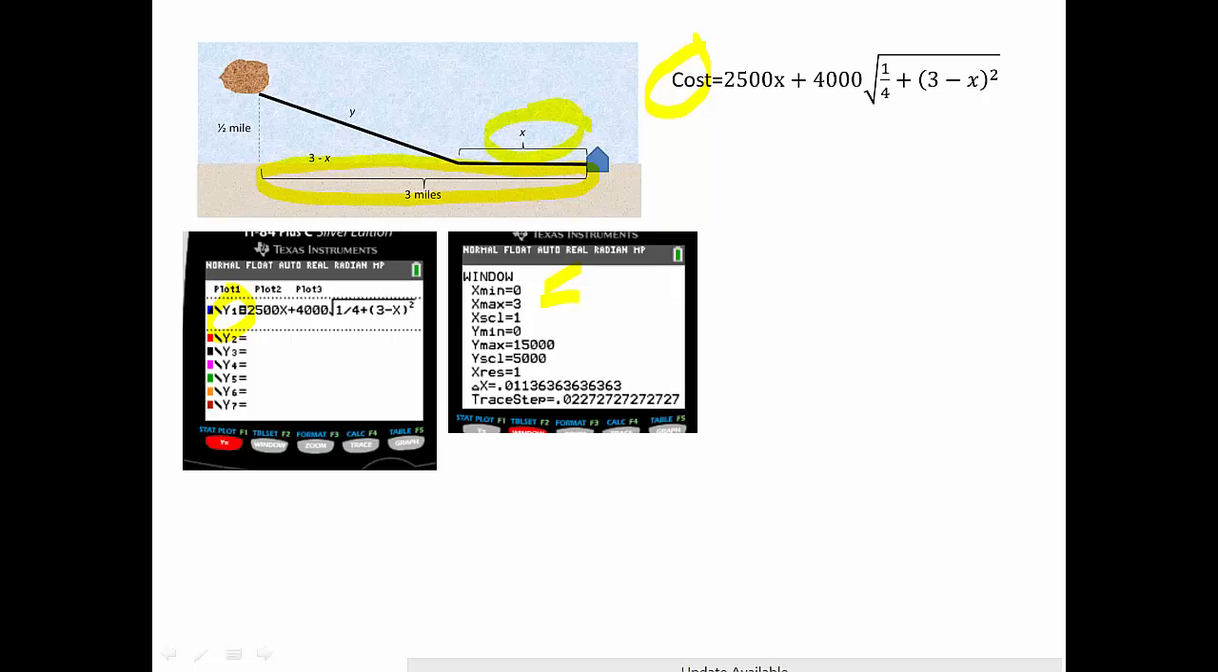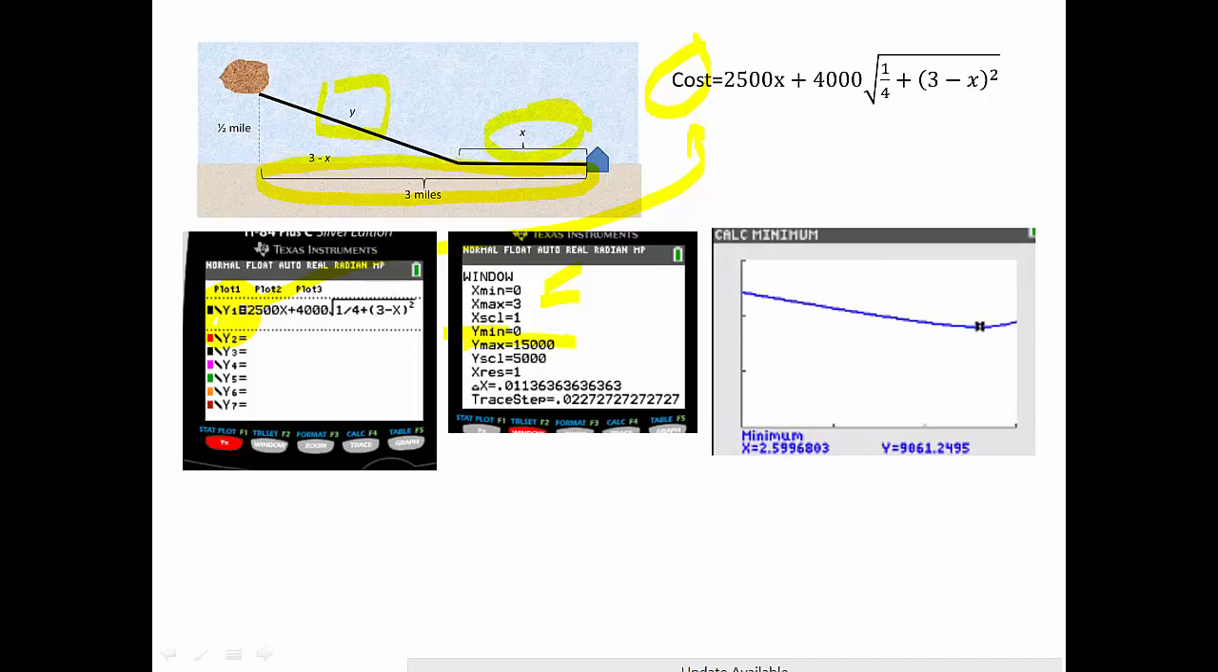The y value, be really careful. I labeled this y, but the y in the calculator here is not y, it's the cost. So my y min is going to be 0 right here, and it's 0 because of course it's not going to cost a negative amount. And y max, you have to play with this a little bit, but if you play with it a little bit, 15,000 seems to be a good one. If you're too small, you can always make it bigger, etc. Anyways, with that window, you graph it like this.